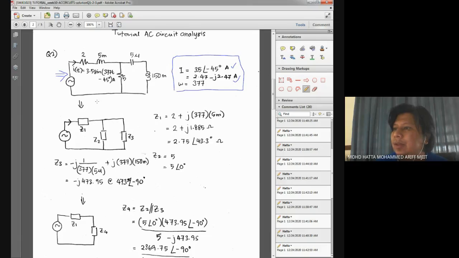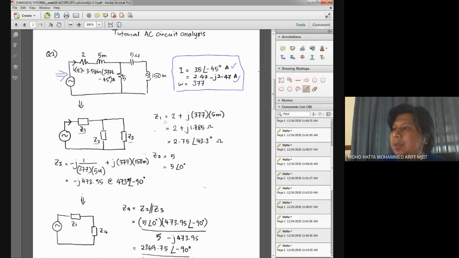So now I've simplified my circuit, where the first one is the combination of resistor and inductor, noted as Z1. This branch, the resistor branch, is noted as Z2. The last branch over here is noted as Z3.